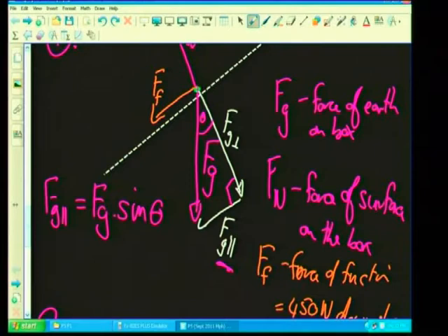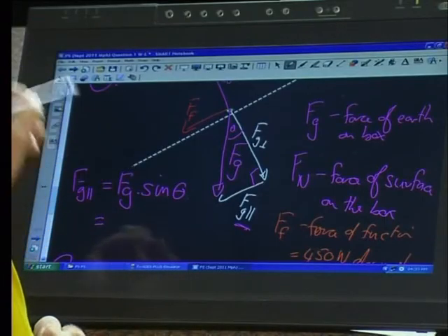FG times sine theta. Malaji, I hope you're watching, because FG is what you were asking about.